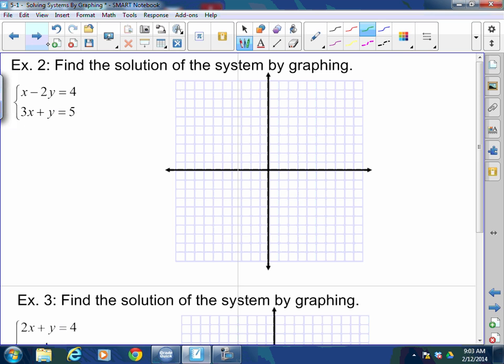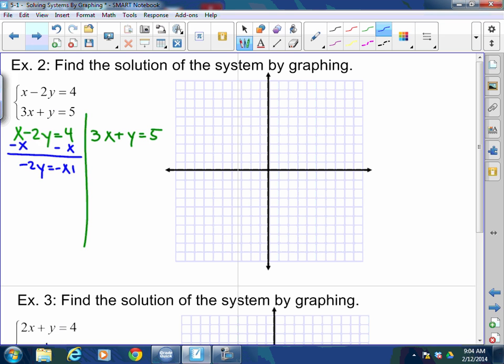Okay, find the solution of the system. Okay, what do I got to do here first? Solve for y. Thank you. I got to solve both of these for y. So I'm going to subtract x to both sides here. Negative 2y equals negative x plus 4. Divide by negative 2. Y equals 1/2 x minus 2, because that negative 2 goes to here and to here.